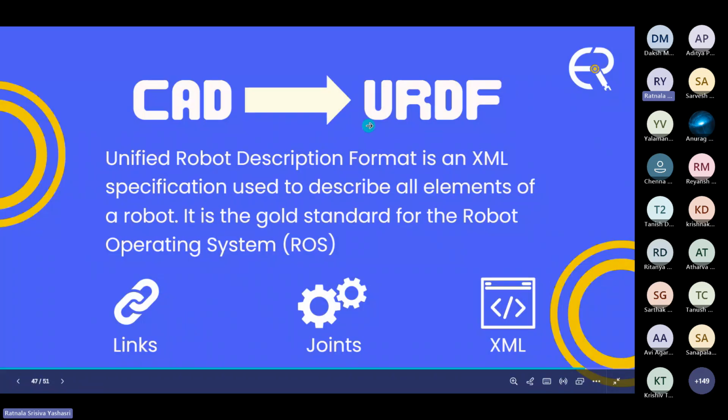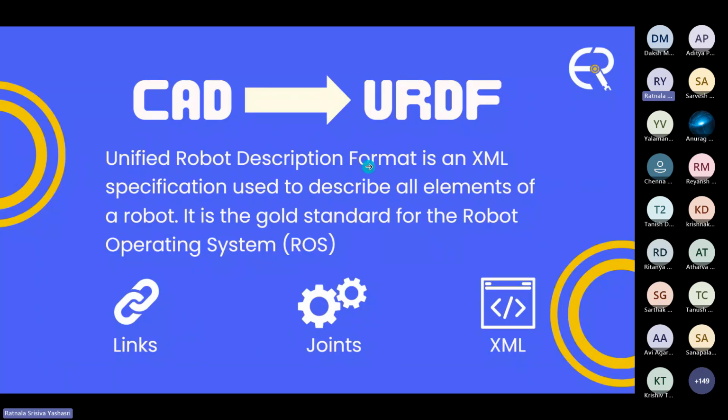The answer is URDF, Unified Robot Description Format. It's an XML file that describes everything about your bot, every link, every joint, all in a text format. And all the simulation softwares, Gazebo, ROS2, they all speak URDF. It's basically the golden standard for ROS.